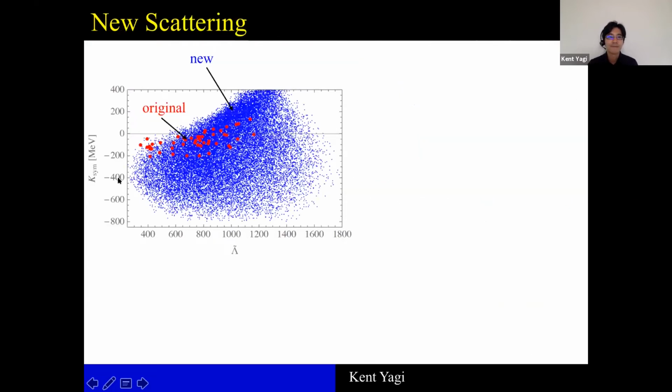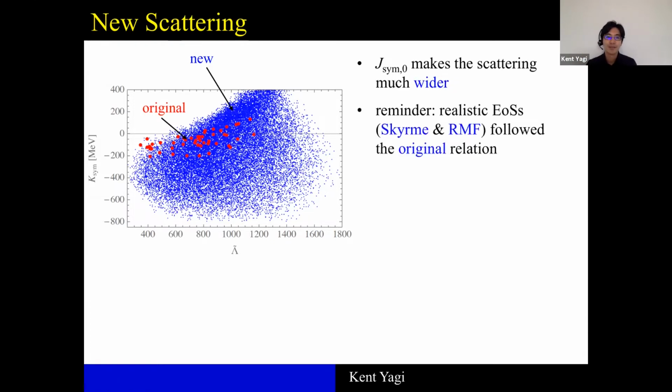Okay. So this plot shows a comparison between the original data set for the curvature of symmetry energy as a function of lambda tilde in red against the new data set in blue, where for the new one, we added this higher order J parameter. And you can clearly see that addition of this higher order parameter makes the scattering much wider. But one thing to note is that realistic equation of state like Skyrme and RMF followed the original relation in red, as I showed you in my previous slide.